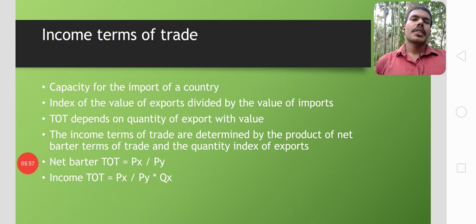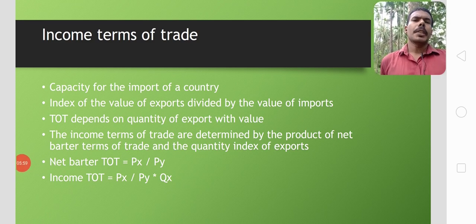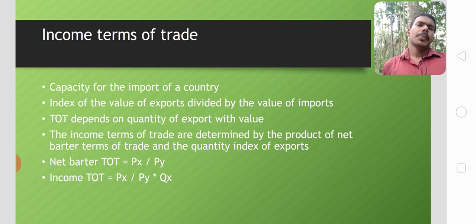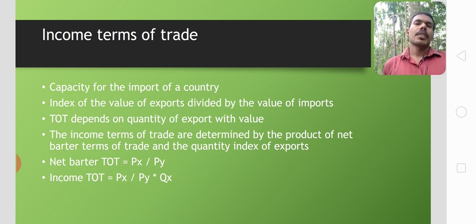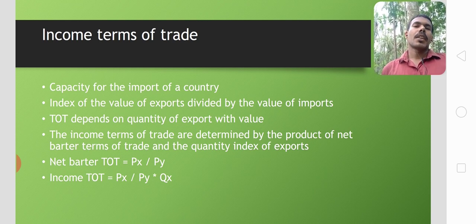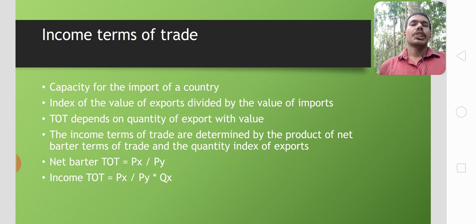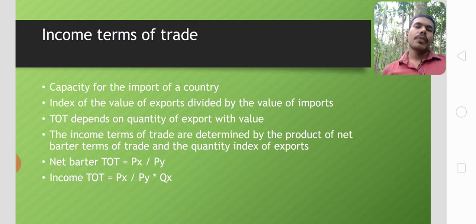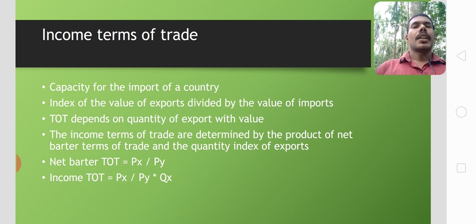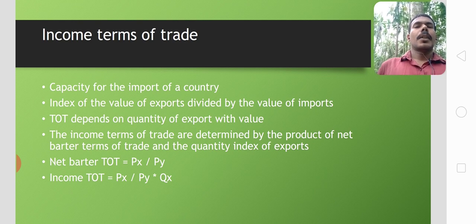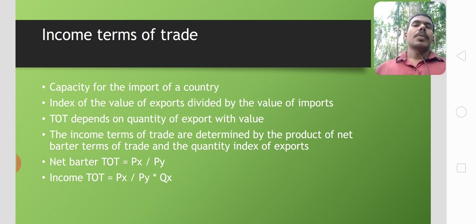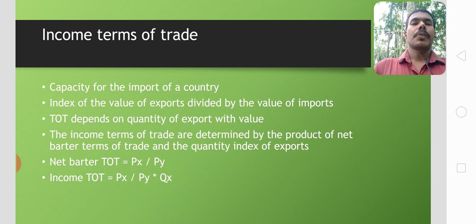Second one in the list of types of terms of trade is income terms of trade. Income terms of trade shows the capacity of a nation for import, as income shows the purchasing power of a person or a nation. So this shows the capacity of a nation for import of commodities and services. So this is a much more important type of terms of trade.